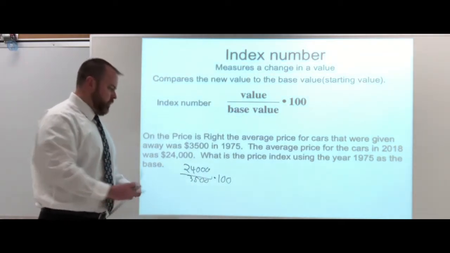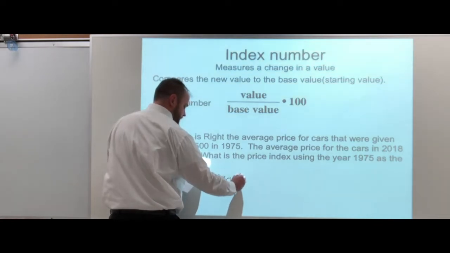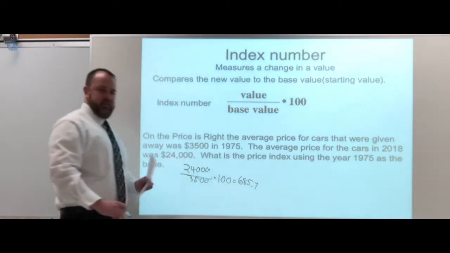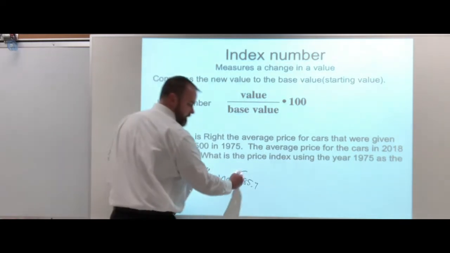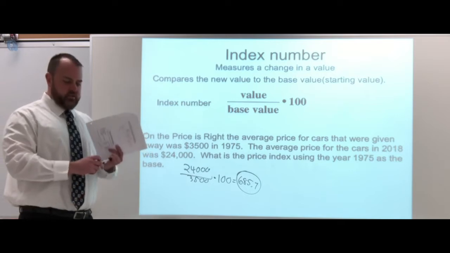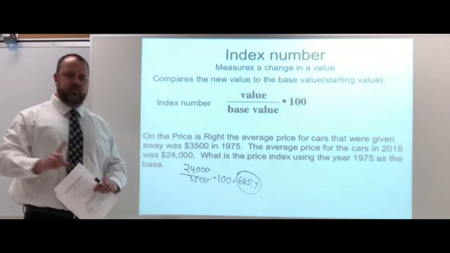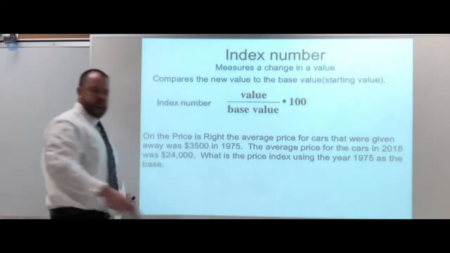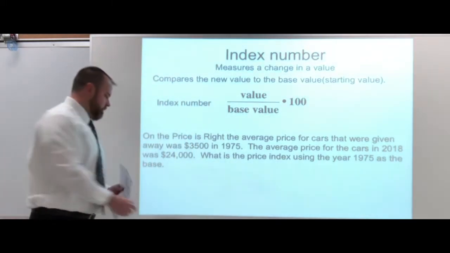So if you plug that in quickly, you should get 685.7, and that is our index number. So there's just a quick calculation for the index number. We'll talk a little more about what that tells us in a second. I want to do a couple more examples first. So there was one example.